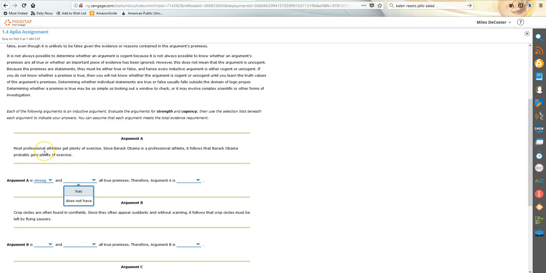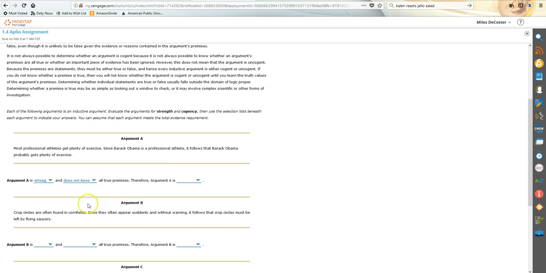But now, are these premises actually true? Well, the first one I think is. Most professional athletes get plenty of exercise. Probably all of them do, I guess. Well, I take that back. It would depend on the sport, I suppose. But even though that premise is true, Barack Obama being a professional athlete is not true. Right? He was a lawyer, he was a senator, he was the president, he was never a professional athlete.